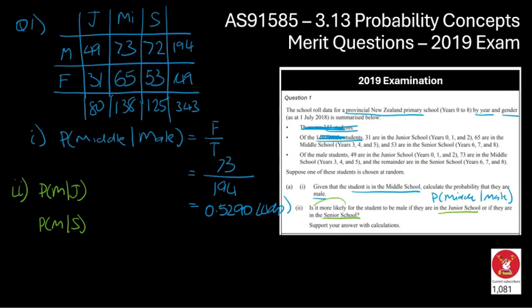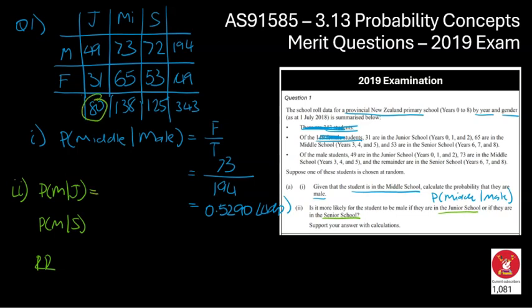Because this is more likely, you could probably do a relative risk calculation as well. So maybe that'll be the third part of my answer. And then once I've done that, I then need to just talk about my answer, and I'll probably do that down there. So let's start off by finding the probability that they are male given they are in junior school.